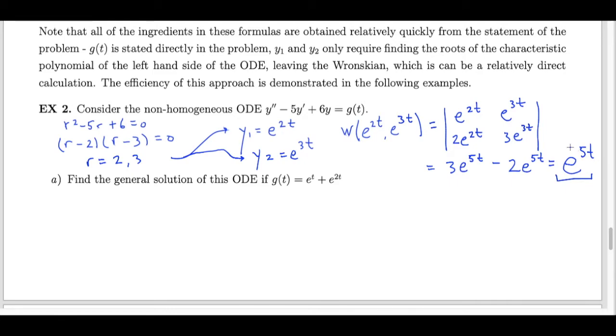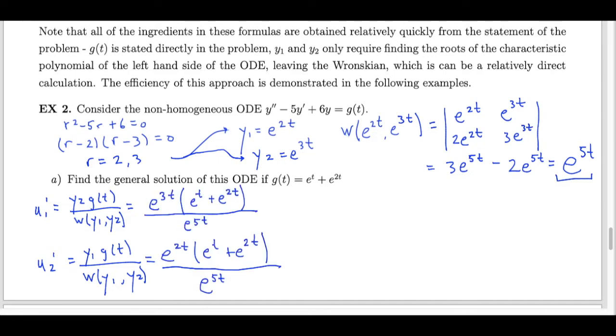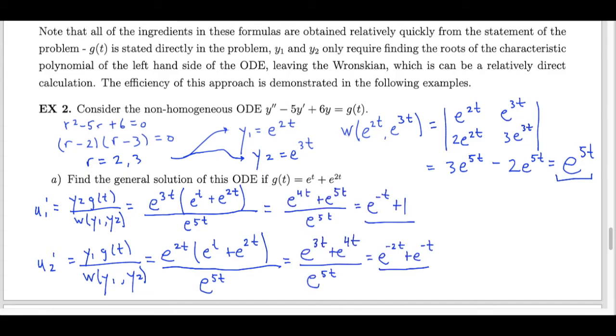So I've laid out most of the ingredients that are required to enact this Cramer's rule based approach to variation of parameters. Now in part A, we're finally given a specific g of t, a specific non-homogeneous term. And so I have all the ingredients necessary to move forward with this approach. Here are the general formulas as a reminder. I've plugged in all of the necessary ingredients. All I need to do is simplify. So now I have my expressions for u1 prime and u2 prime.